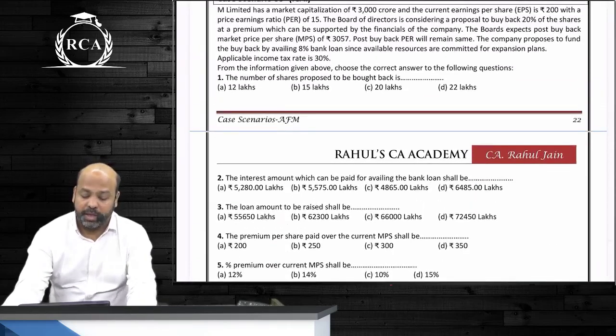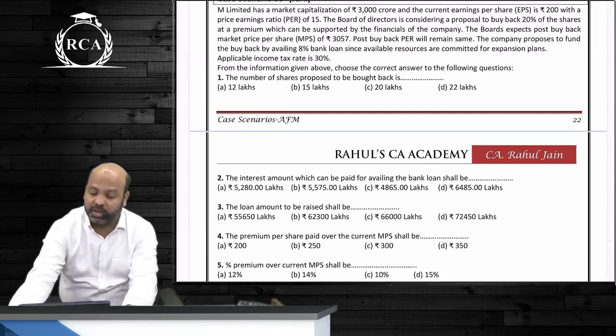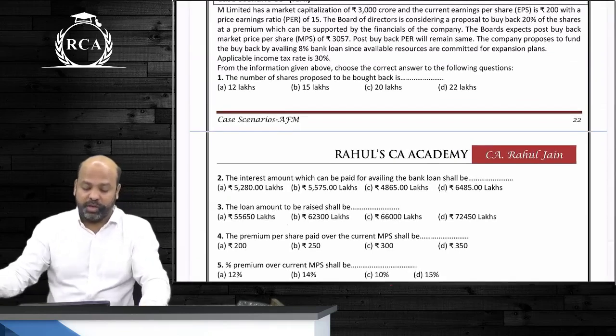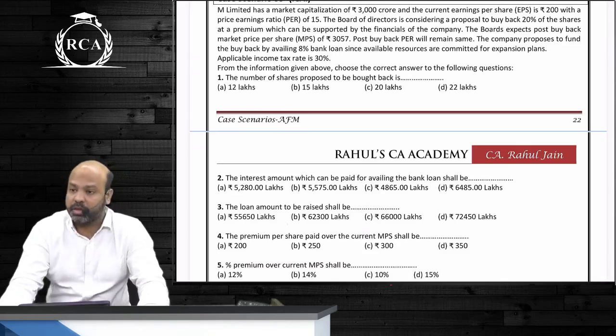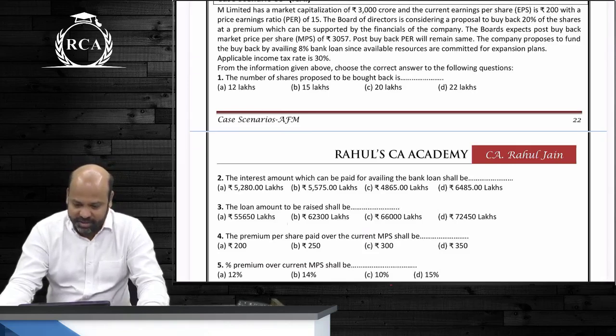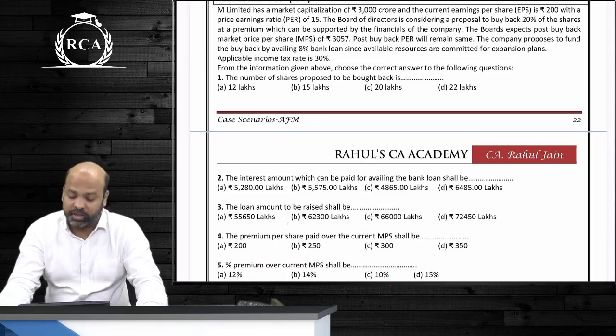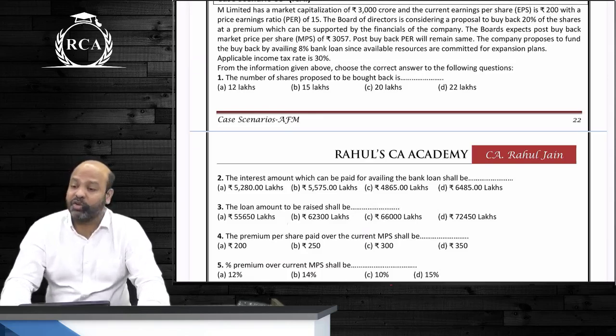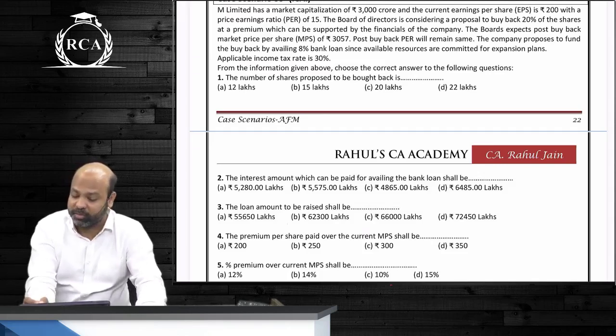Next guys, M Limited has a market capitalization of 3,000 crores and the current earnings per share is 200 rupees with a price earning ratio of 15. The board of directors are considering a proposal to buy back 20% of the shares at a premium which can be supported by the financials of the company. The board expects post buyback market price per share of 3057. Post buyback price earning ratio will remain same. The company proposes, beta the company is proposing, we don't have to do anything, listen.